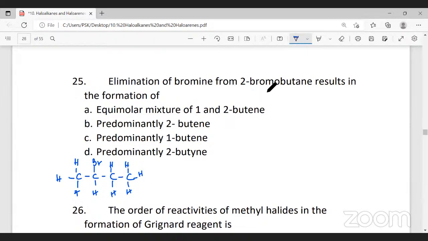Elimination of bromine from 2-bromobutane cannot happen alone. So the reagent we use is alcoholic potash. When we use alcoholic potash, this K and Br get eliminated as KBr. Now see the possibility. Now I will say this hydrogen gets eliminated along with this OH as water.